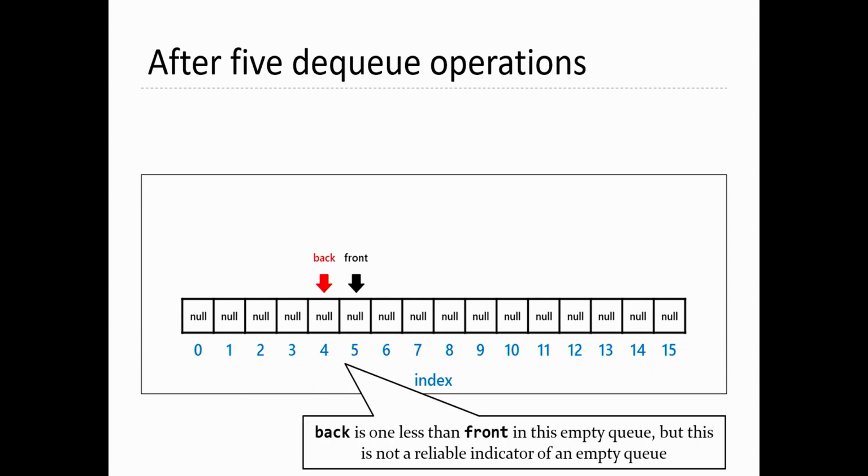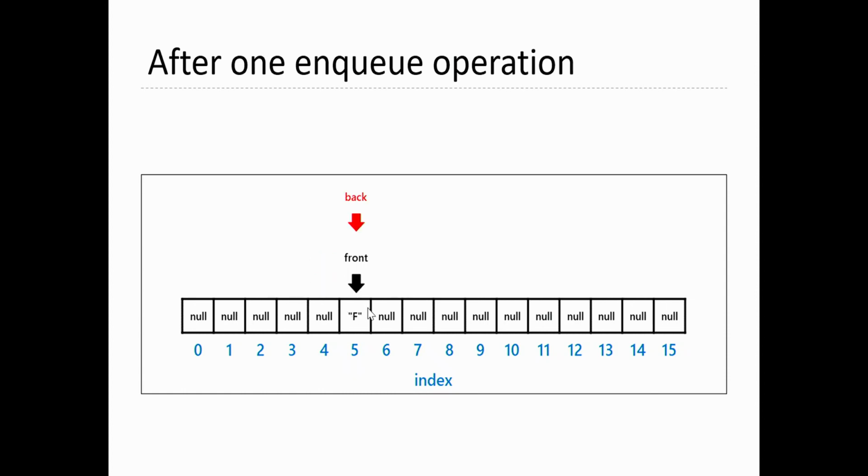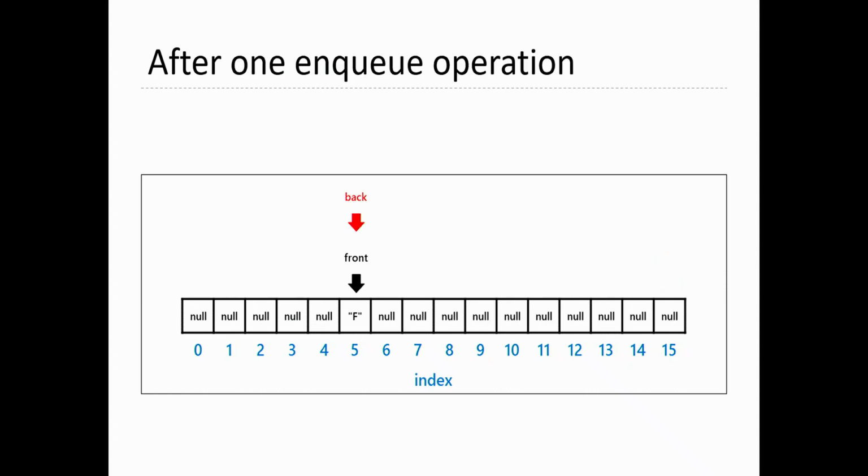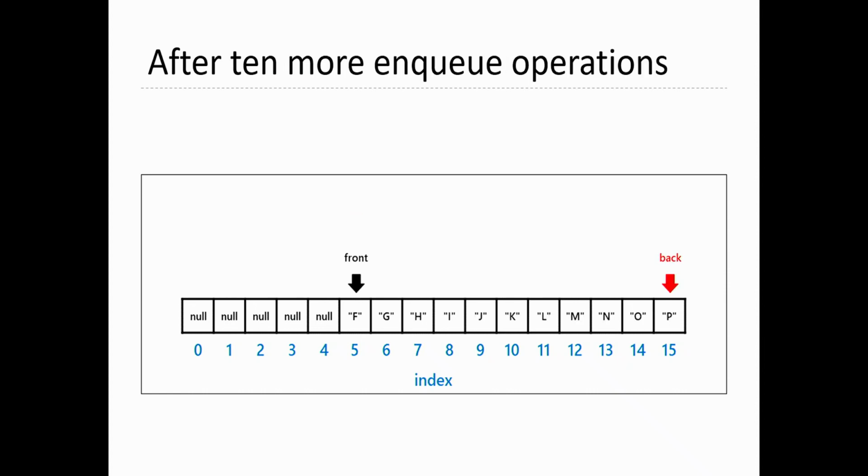Okay, if we NQ again, then everything just repeats itself. We move back forward to the right by 1, add the element at that index, and then increase the size of the queue by 1. So there's our queue of size 1. Now back and front both point at the same element. If I NQ a bunch more elements, back now ends up at the end of the array. But notice that the queue is not full. There's space for 5 more elements.